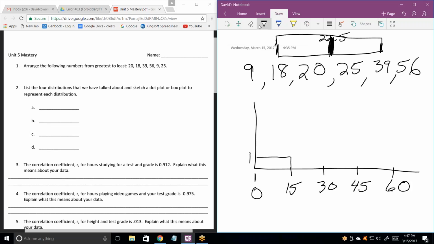How many scores are between 15 and 30? 3. How many scores are between 30 and 45? 1. And 45 to 60? 1. So there would be one histogram.